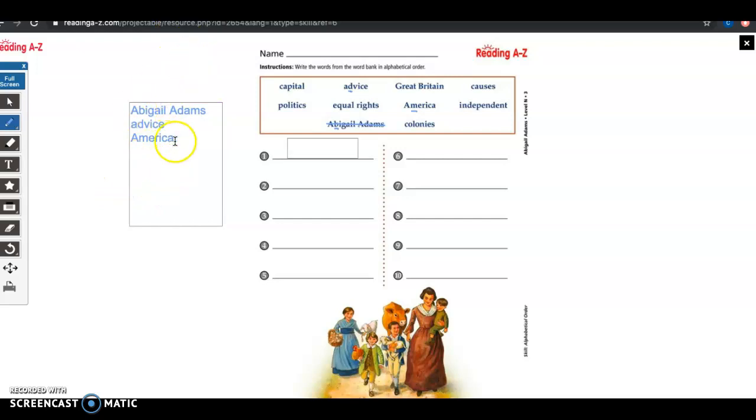Now another thing I'm noticing while I'm putting these things in alphabetical order is the lesson that we went over in my last video from Monday that talked about nouns that were common nouns and proper nouns. So Abigail Adams is capitalized because it is proper. And America is capitalized because it's a proper noun as well. This one is the name of our country, and this is a person's name. Advice would not be capitalized.